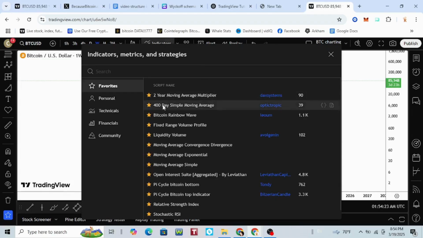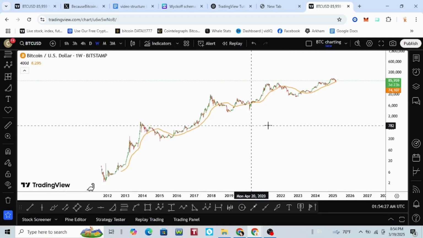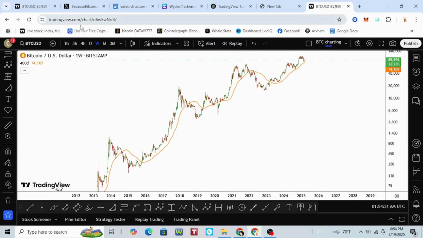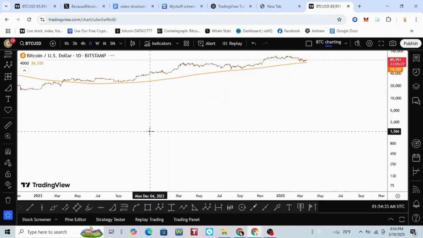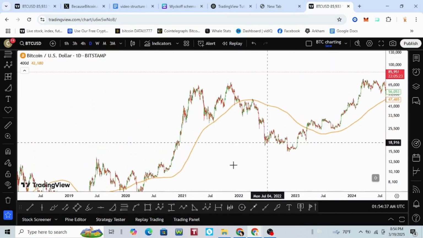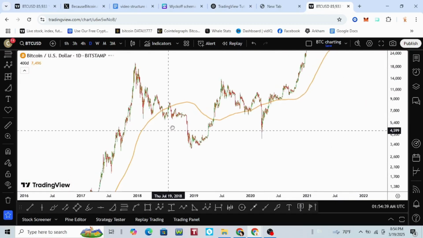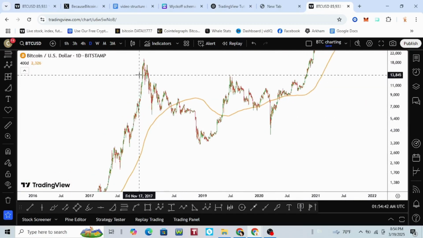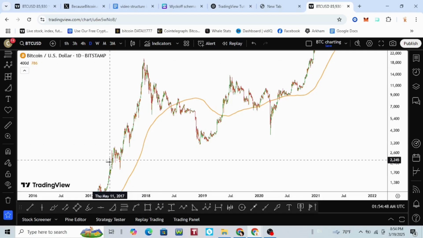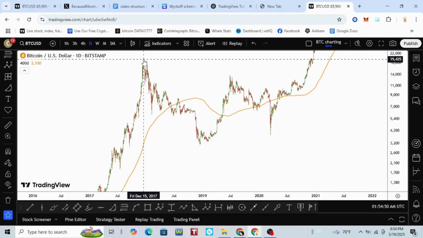Next one I like to use is the 400 days simple moving average. I use this one a lot. It's very telling, especially if you look at it on the day chart specifically, of when a bull market is actually taking place. So, for example, let's go back to right here. This is the top of the market back in December 2017, the top of the bull run where Bitcoin really ran up and went crazy.